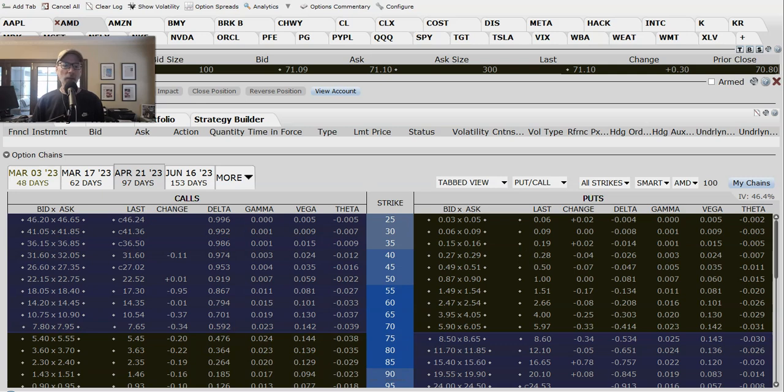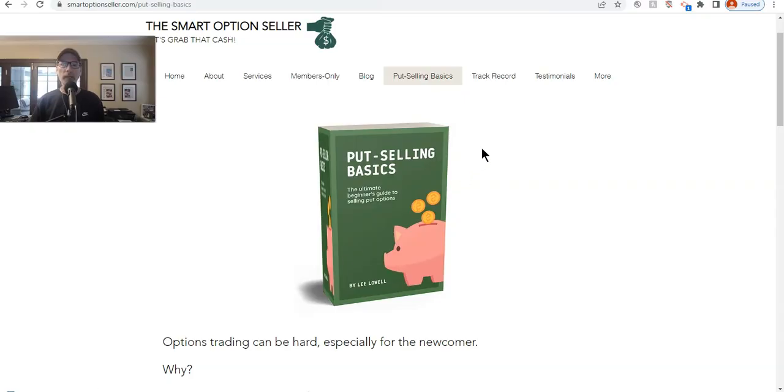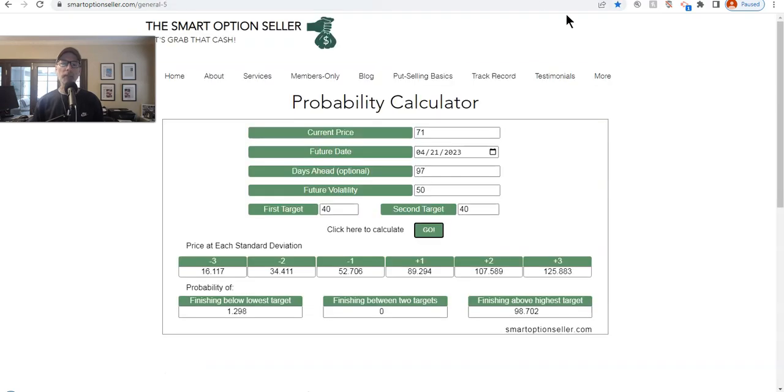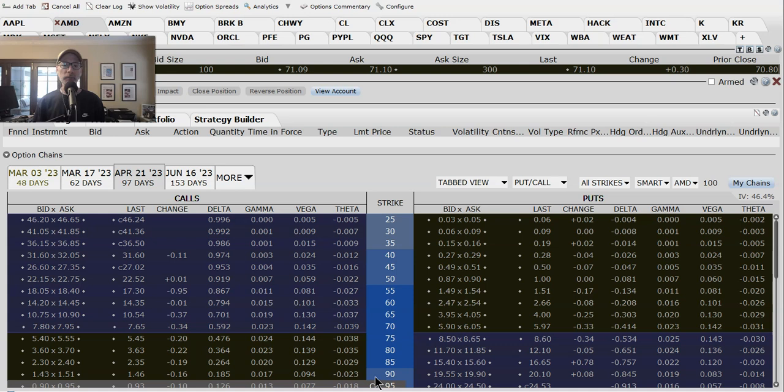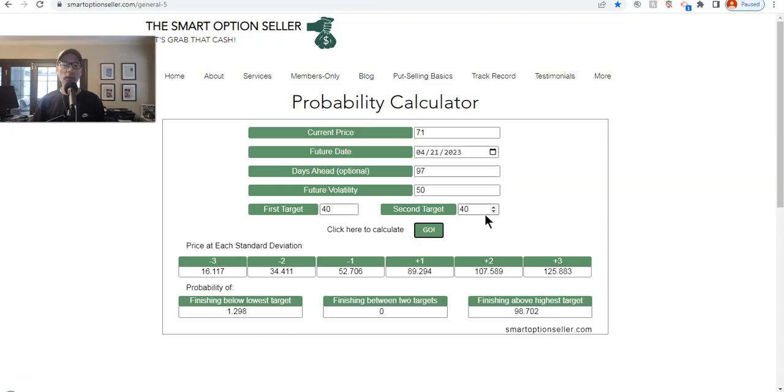And let's go to our probability calculator. Now, like I said, the probability calculator will give you an idea of what the chances are of the stock falling from point A to point B within the time allotted. Now, in this case, I put up the current price of AMD at $71. Our future date is 97 days in the future. Why is that? Because we're looking at these April options, 97 days in the future. We're looking at the 40 strike, okay? So let's go back to our probability calculator. We got 97 days in the future. Future volatility number is 50, and I'll show you where you get that. Our first target is 40. Our second target is 40.